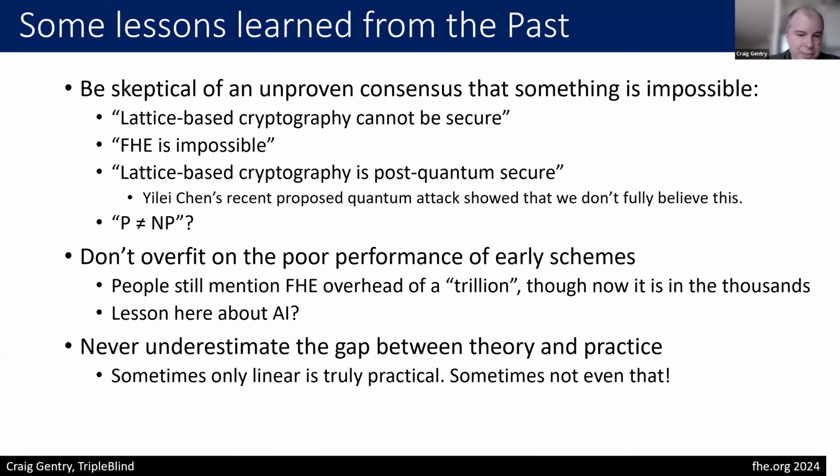And I would apply the lesson here today to AI. Maybe we shouldn't overfit on the poor performance of GPT-4. It's probably going to get better. So if GPT-4 does some silly things now, it doesn't necessarily mean that it will in the future. And thirdly, never underestimate the gap between theory and practice. We all know this to be true, just as a platitude, but it's one thing to know it and another thing to experience it. For example, I thought quasi-linear time would be practical, come on, right? But sometimes only truly linear is practical, and sometimes not even that. So there's a big gap.